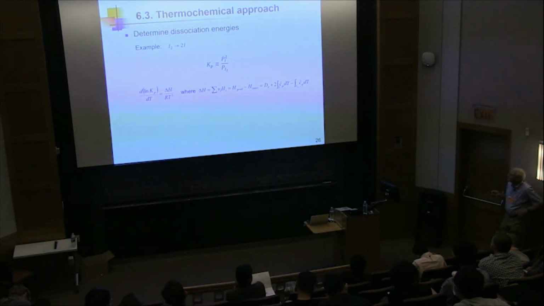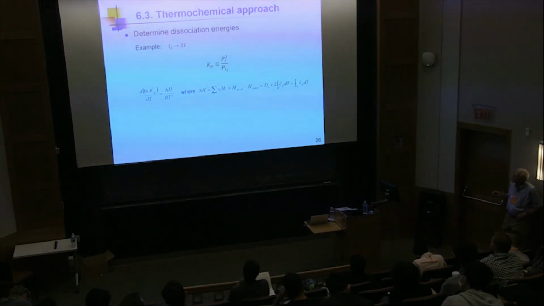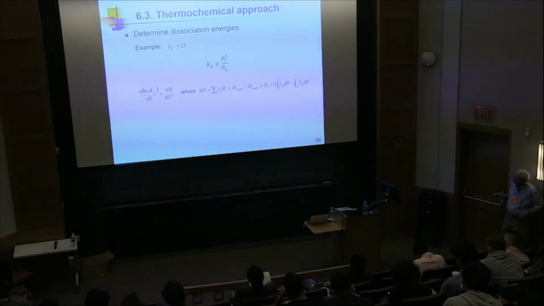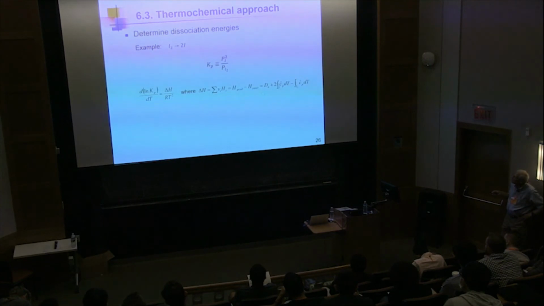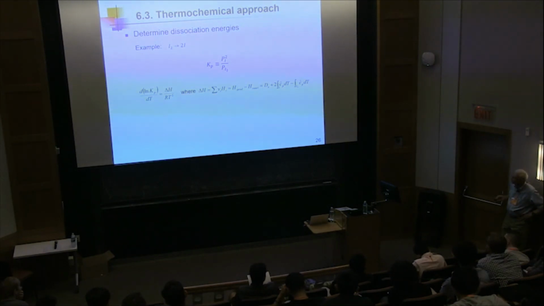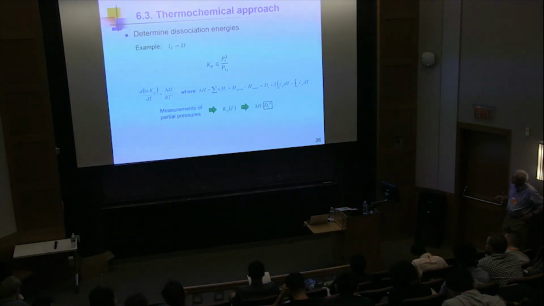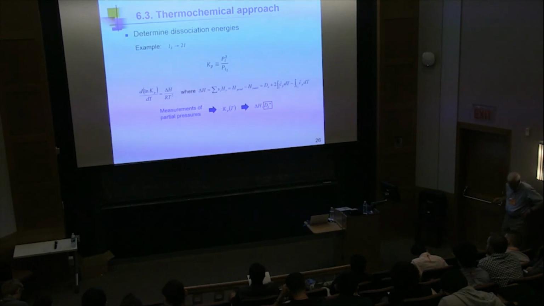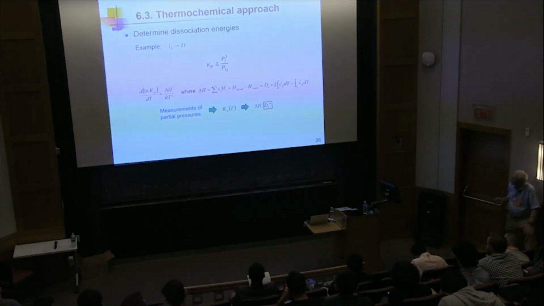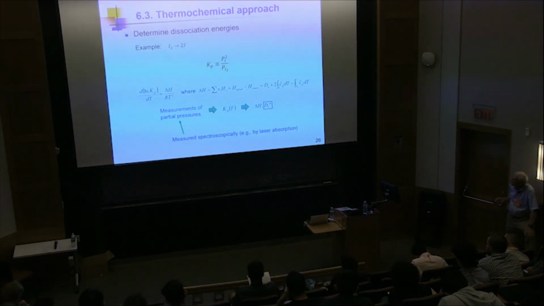It means if I measure P1 and P2, I've just determined KP. And if I do this at two different temperatures, I've just determined this quantity. And if I can estimate these, I've just determined the dissociation energy. So that's how it's done. It's quite good. So measurements of partial pressures can lead you to heat of reaction and dissociation energy.